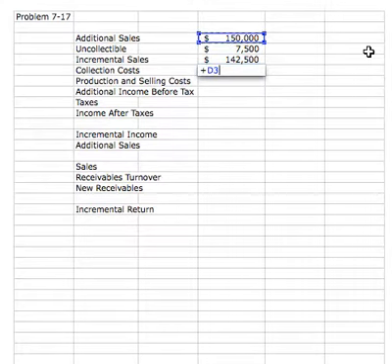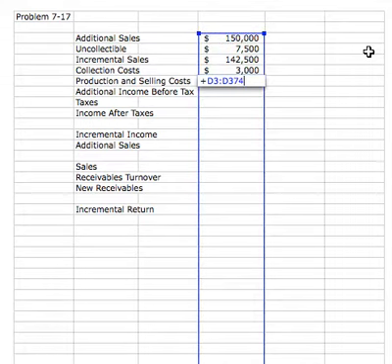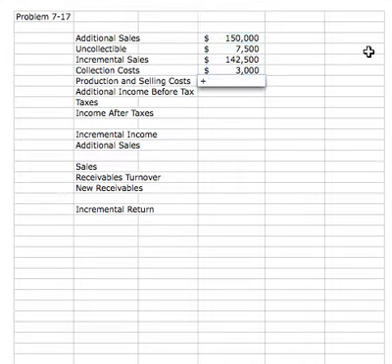Now it says additional collection costs will be 2% of sales. So of this additional sales figure, we need to multiply that by 0.02 to come up with our additional collection costs. Production and selling costs, according to this, are 74% of sales. So we need to multiply this additional sales figure by 0.74. That's our production and selling costs.